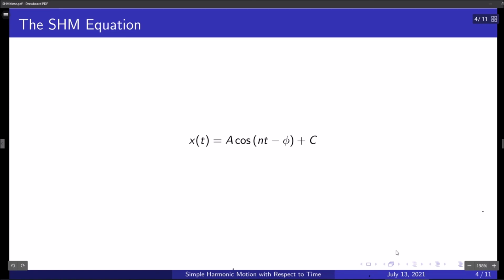A, obviously, is the amplitude, because the maximum value a cosine function can give out is 1. So A multiplied just increases the maximum and the minimum values of the function. So this is the amplitude. And if we want to graph it, it represents the maximum or the minimum distance to the neutral position.